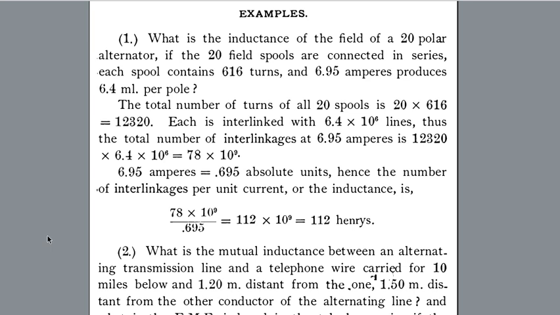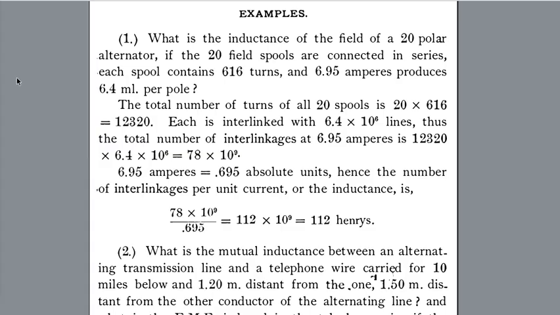Each turn is interlinked with 6.4 times 10 to the sixth lines of force. Thus, the total number of interlinkages at 6.95 amperes is 12,320 times 6.4 times 10 to the sixth, which equals 78 times 10 to the ninth. 6.95 amperes equals 0.695 absolute units. Hence, the number of interlinkages per unit current, or the inductance, is 78 times 10 to the ninth divided by 0.695, which equals 112 times 10 to the ninth, or 112 henries.